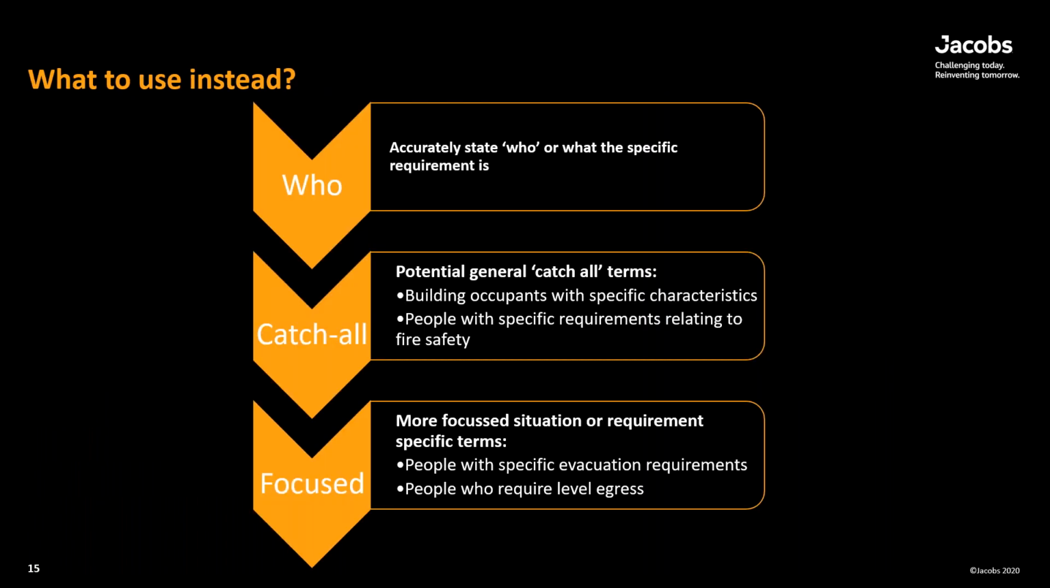I'm not the kind of person who says, oh, you can't say that, without suggesting an alternative. So just to suggest some alternatives to that terminology, in the name of accuracy, to be honest. In terms of the who piece at the top, I'd suggest it's accurately stated who is being referred to or what their specific requirement is. So if someone requires level egress, why don't we just state that rather than saying vulnerable persons?